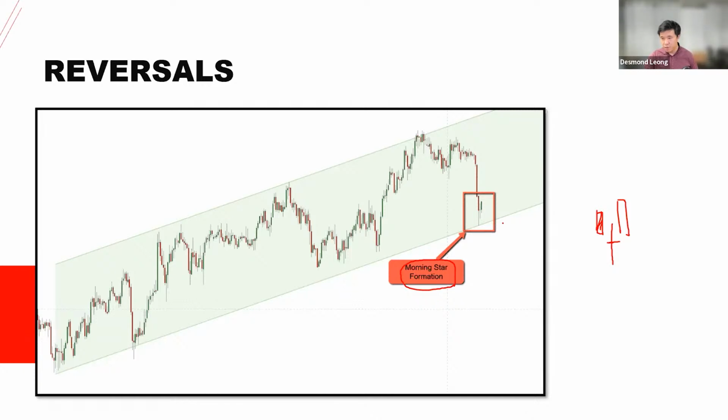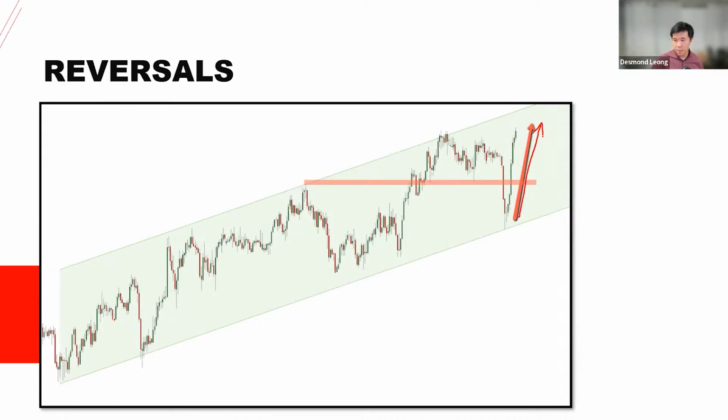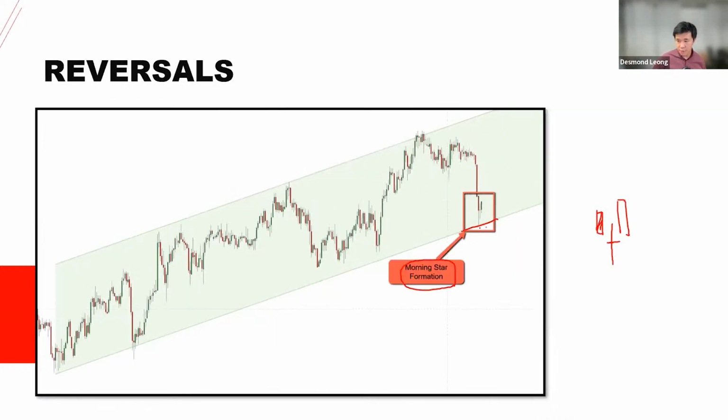So a morning star formation formed right at the trend line, the channel support. This is a very good indication of a possible bounce. So you can see from here, what happened is that price did start to bounce up very nicely. So this is the thing. When price reaches this level, there are a lot of different candlestick patterns you can look at. Some candlestick patterns help you forecast whether the bounce is going to happen, and some help you forecast whether the bounce is not going to happen. So this is what I mean by a reversal. Very simple reversal.